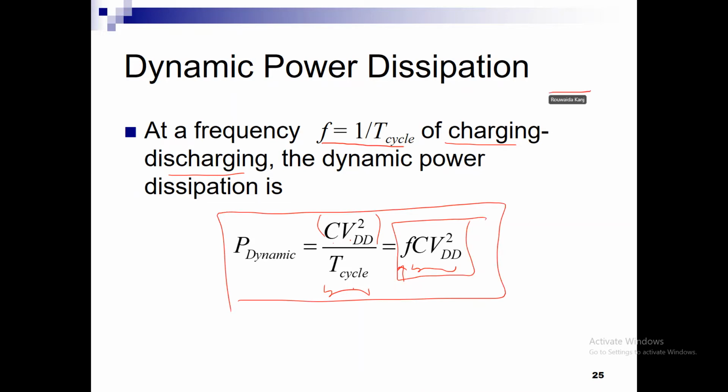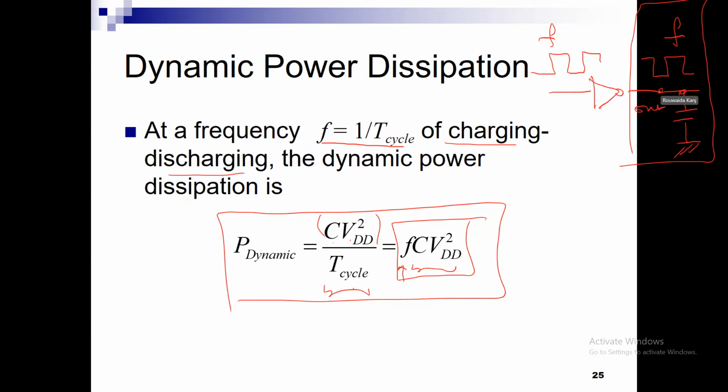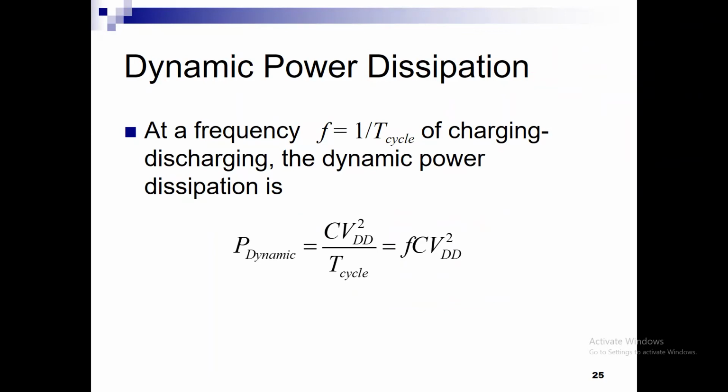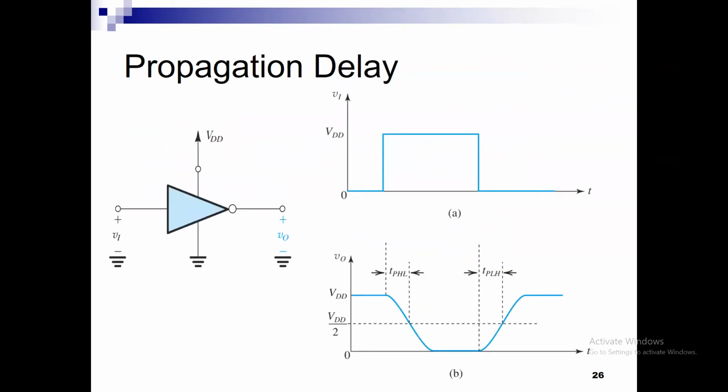Now, in an inverter, if the input is switching at some frequency F, then the output also will switch at the same frequency, right? Later, when we take a little bit more complex gate like the NOR or the NAND, we will see that the frequency depends on the two inputs. So what we always care about is the frequency of the output, because it is really the frequency at which the capacitor is charging or discharging. Anybody has any questions about the dynamic power?